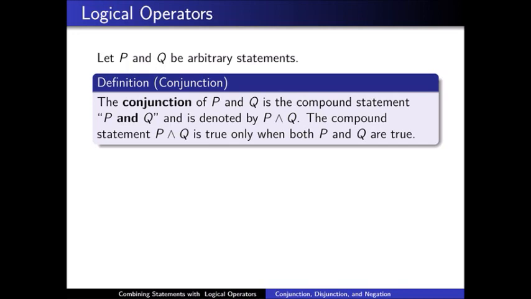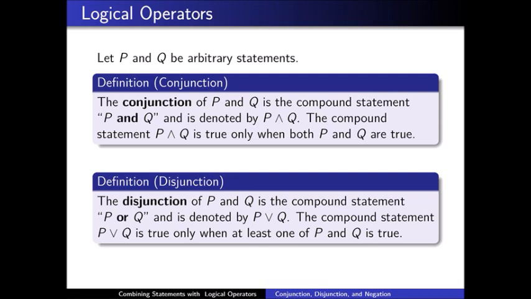The first logical operator we want to define is called a conjunction. The conjunction of P and Q is the compound statement that is read as P and Q, and it is denoted by a wedge symbol or an upside down V between the P and the Q. The compound statement P and Q is true only when both P and Q are true.